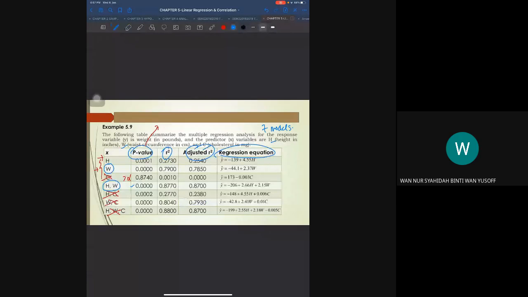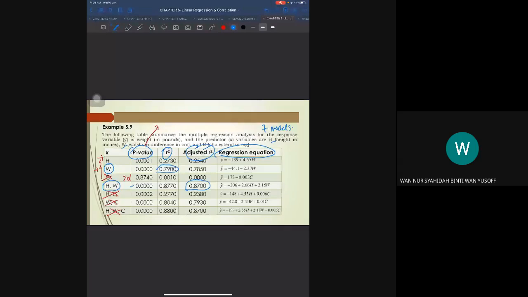Then for your conclusion, we choose the best model among the best. So W and HW both have significant p-values, and similar p-values. Then we compare the R square with the adjusted R square. Which one is the highest? H and W. So the best model among the best models is HW.